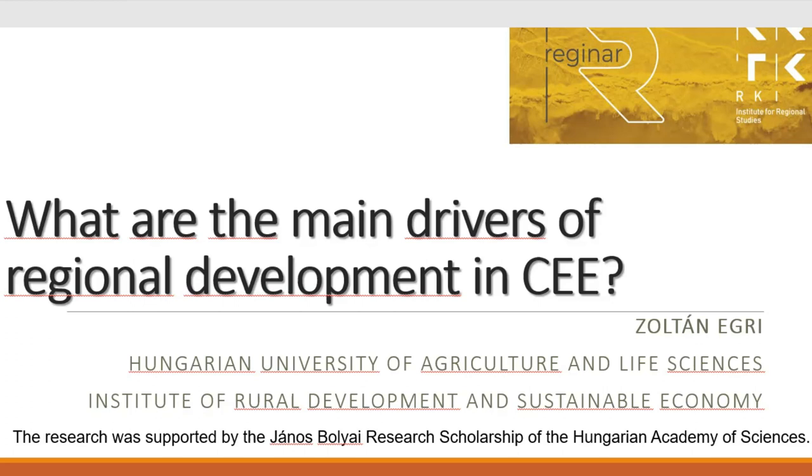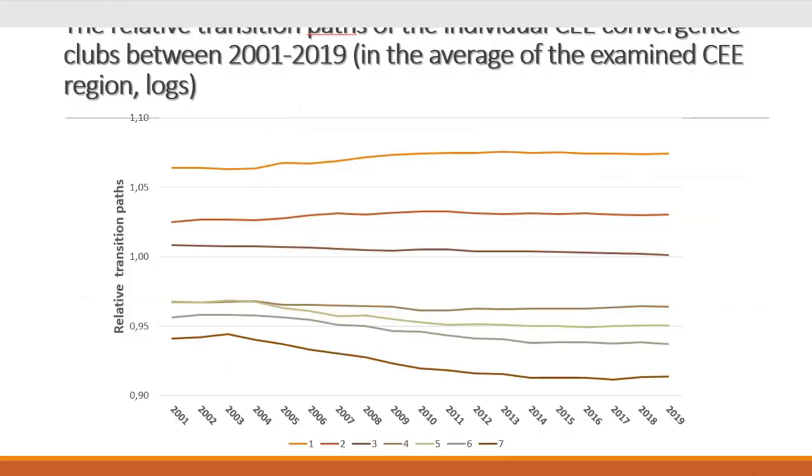Clubs in blue and darker green have above average economic performance, while yellow, orange, and brown clubs have below average performance in the region. The next figure describes the relative transition of the seven convergence clubs in the examined period, as the percentage of the cross-sectional average on a log scale. All seven clubs show a clearly different path in terms of economic performance through the whole period.